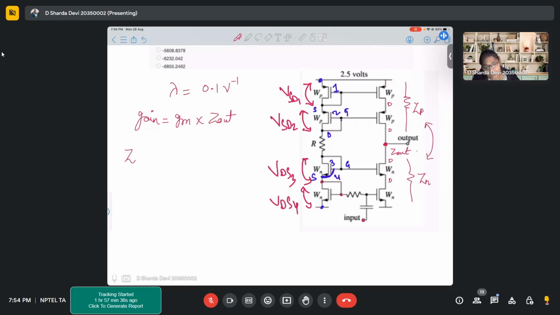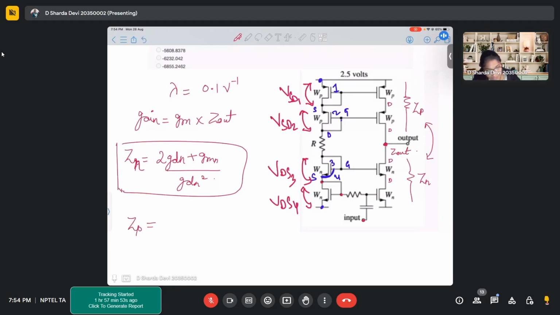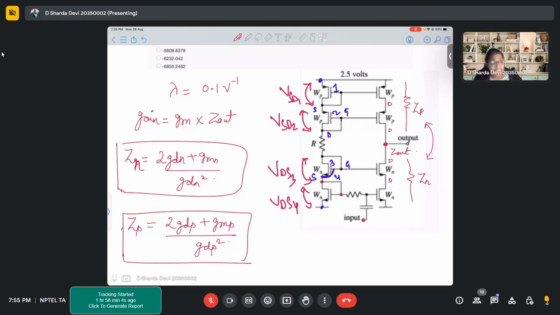When you solve it, the expression that you actually get is (2GDN plus GMN) upon GDN square. That is for ZN. And similarly for ZP, you will get (2GDP plus GMP) upon GDP square. How do we arrive at this? So yeah, this actually has to be solved.